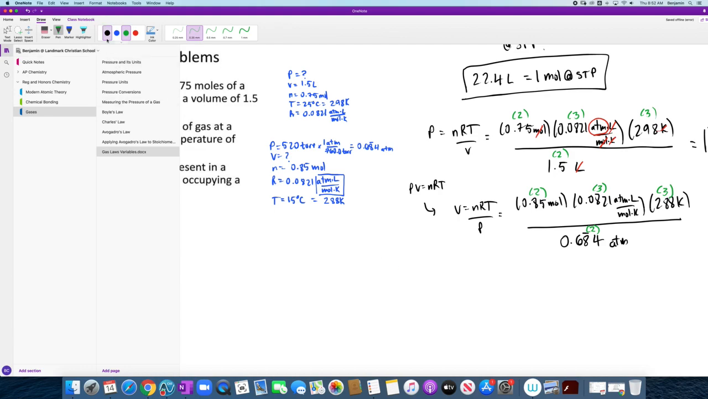What is the unit? What did we just determine? 29 what? We just solved for volume. So should we just guess? Is this milliliters or gallons? What is it? It is the unit that's left over after all these other units cancel out. Liters. So 29 liters is the volume of our particular gas sample here.